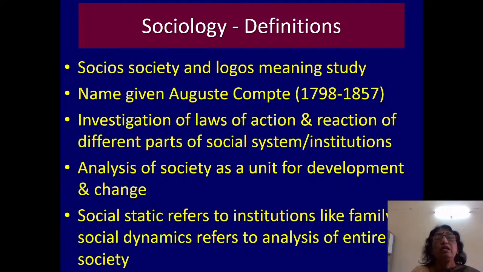Sociology. Coming to sociology, there was a famous man named Auguste Comte. Between 1798 and 1857, he was the one to coin the word sociology, meaning that it is related to the study of society. He did a lot of work and came to the conclusion, and he was the person to coin the word sociology. And he said that analysis of society is about development and change. Social statics refers to institutions like family and community, etc.